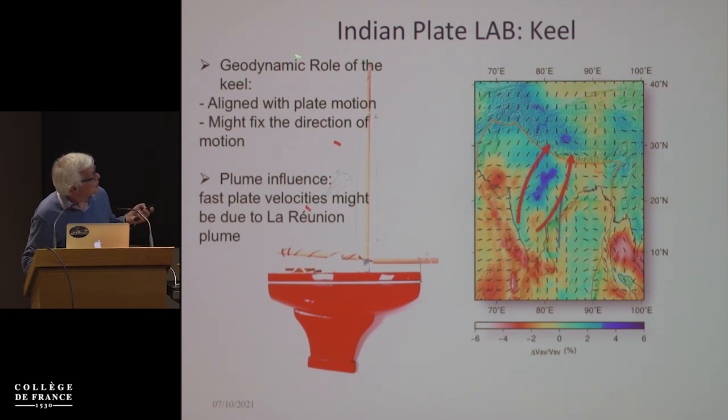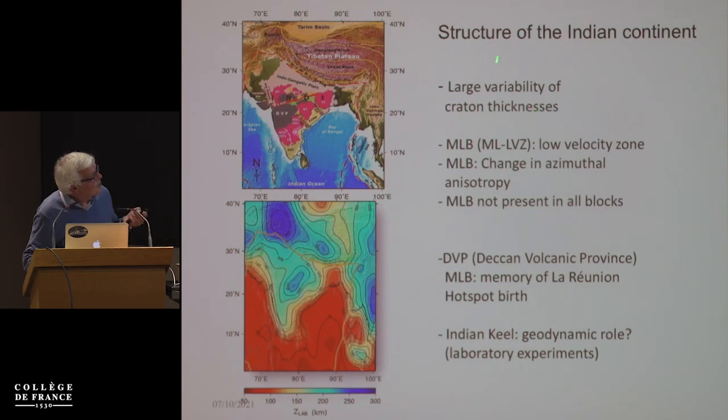And other issues we would like to address is, of course, to understand if there is a relationship between the orientation of the keel and the plate motion, but also what is the plume influence on the fast velocities and how is it related to the plume of La Réunion. So, okay, what we show is that for the Indian continent, there is large variability of craton thicknesses, evidence of low velocity zones, and the Indian keel, that is probably the most interesting result, that we have to understand what is its geodynamic role.